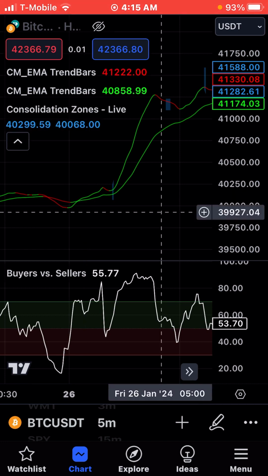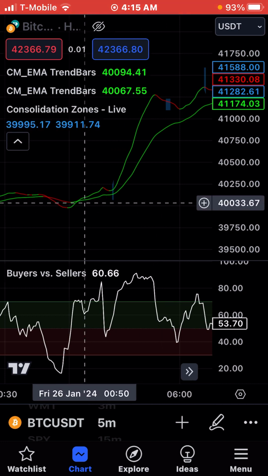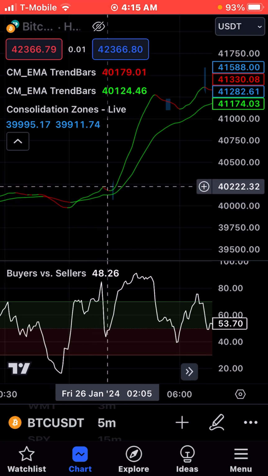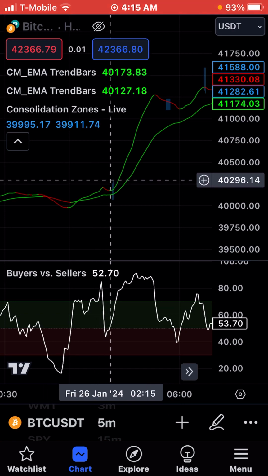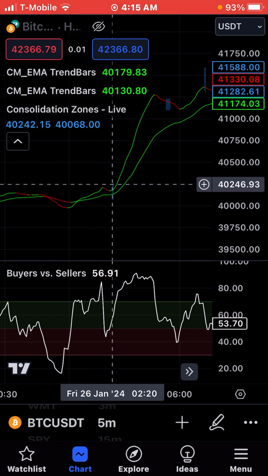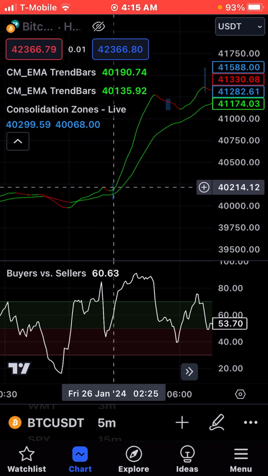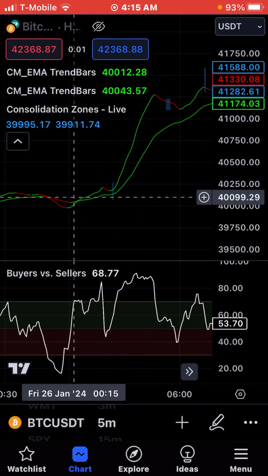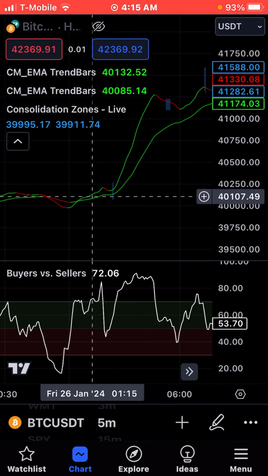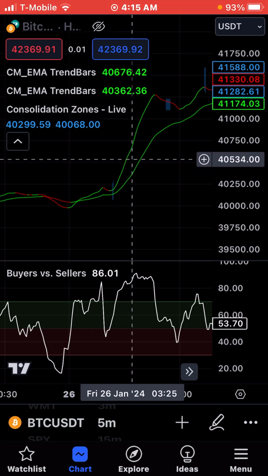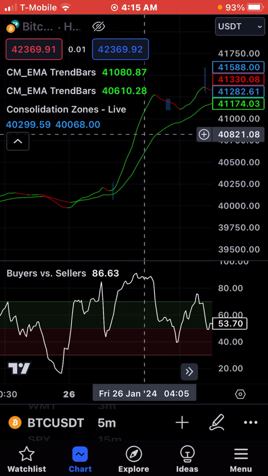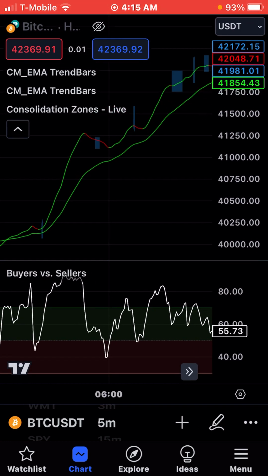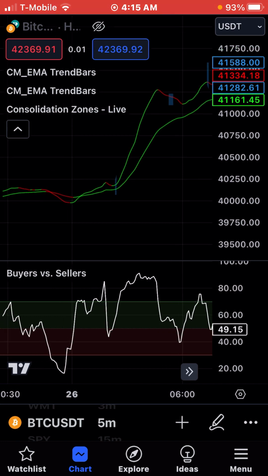So you notice right here when it crosses, your buyers versus sellers stay in the up. It stays in the buyers section here. The moment it starts dipping or goes down into the seller territory would be a time to get out. But as long as the moving averages do not cross again, you should be good. So it crosses here, and as long as the moving averages do not touch, and it stays in the buyer zone, you're still good. You could stay in the trade because it still has enough in the trade to keep on going.